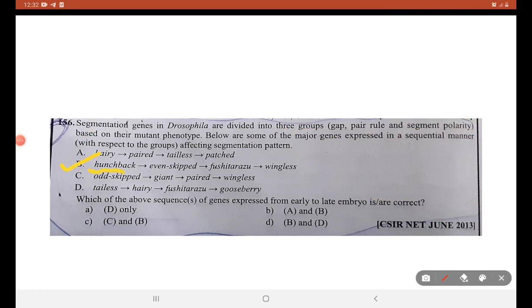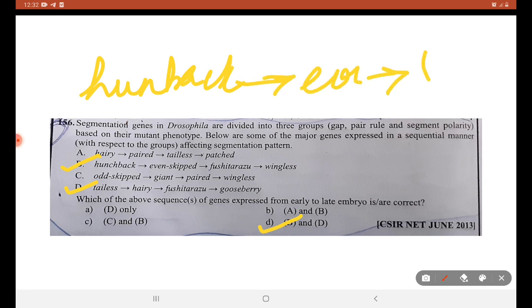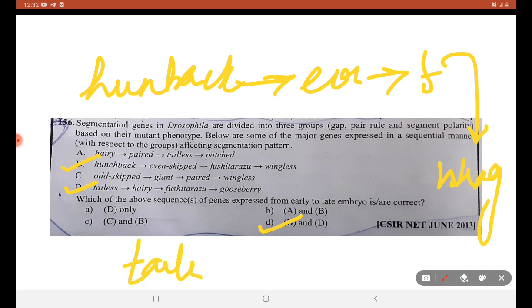Hunchback, even-skipped, fushi tarazu and wingless. Tailless, hairy, fushi tarazu and gooseberry. T is the right answer. Hunchback will induce even-skipped, fushi tarazu, wingless. Tailless, hairy, fushi tarazu give rise to gooseberry.